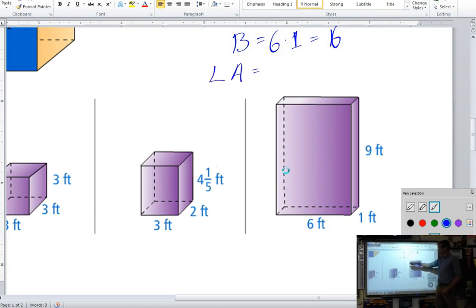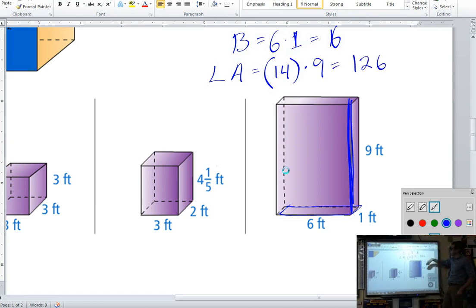I need to find my lateral area. That's going to involve the perimeter of the base. 6 and 1, 7. Then double it for your other 6 and 1. My perimeter is 14. And then the height, the distance between the bases, is 9. That gives me 90 plus 36, which is 126.